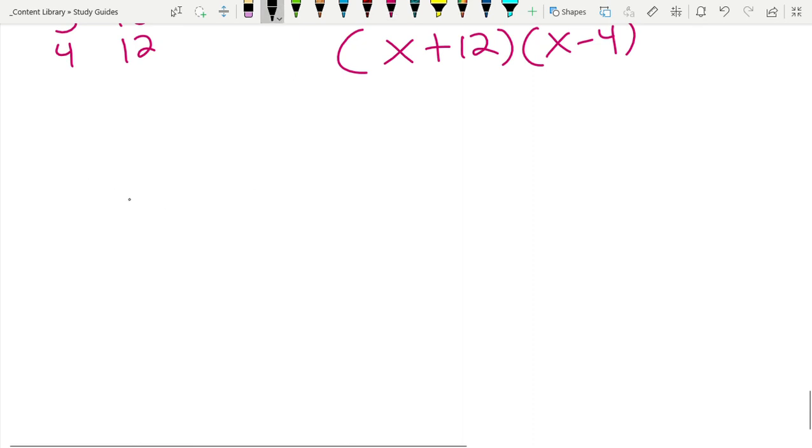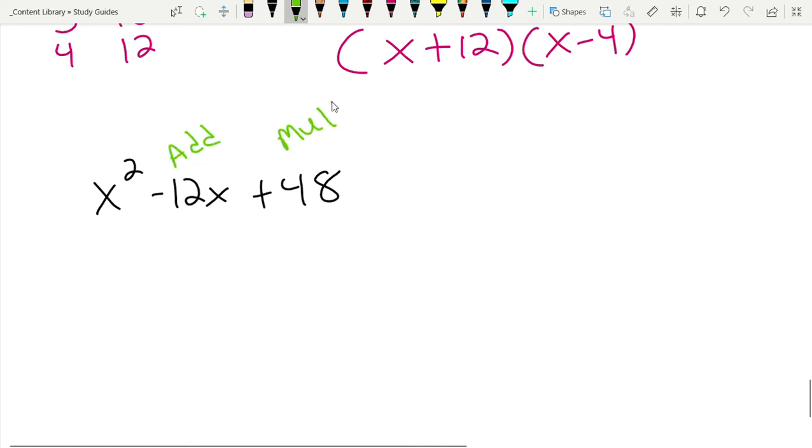Moving on to number 13, we have x squared minus 12x plus 48. GCF, no. Factor by grouping, no. Diamond, yes. X squared, x, number. So add, multiply. Add negative 12, multiply 48. So we start the process. 1 and 48. Oh, also the signs.